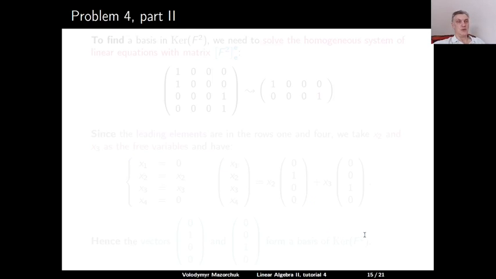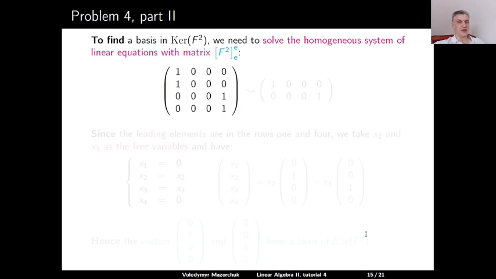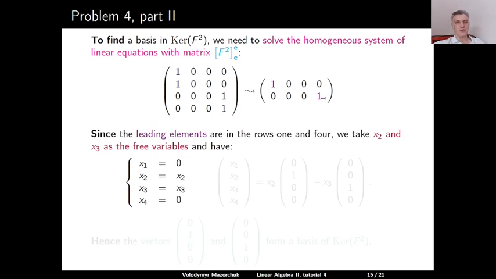Great. So now we can find a basis in the kernel of F squared. For this, we need to solve the homogeneous system of linear equations with this matrix, which we just computed. If we start with this matrix, we see that row 2 and row 1 are the same, so we can just delete row 2. And row 3 and row 4 are the same. We delete row 4, and we immediately get a matrix which is in a row echelon form. The leading elements here are the ones which are in column 1 and in column 4.